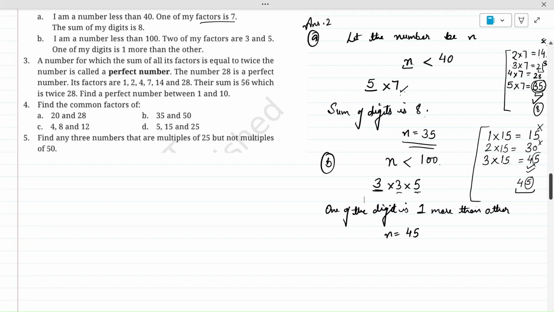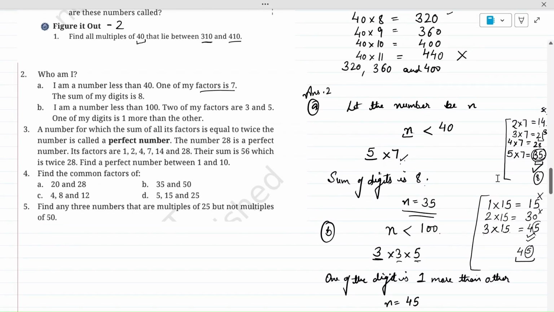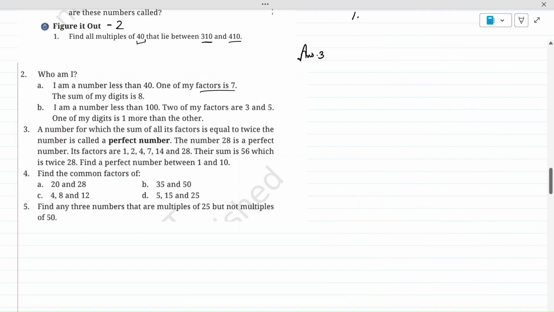Now let's go to the third question. The third question here is: a number for which the sum of all its factors is equal to twice the number is called a perfect number. So if we have any number which has some factors, and the sum of the factors is double the number, then that number is called a perfect number.